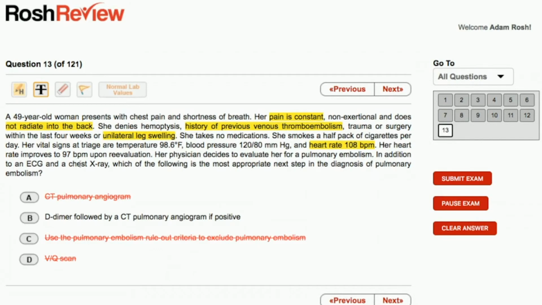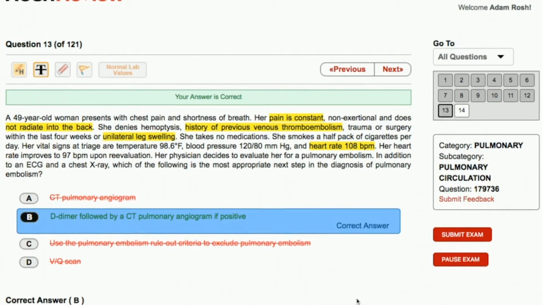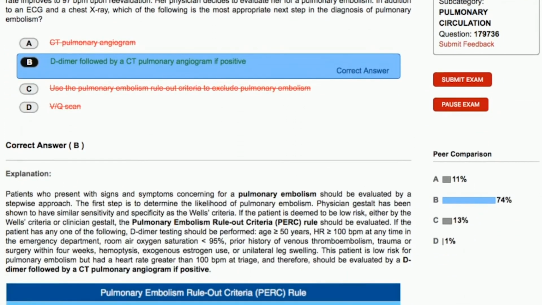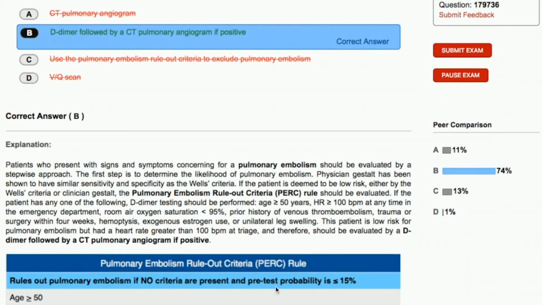So I am going to choose answer B and see what we get here. And sure enough, answer choice B is correct. And we get to see what the PERC criteria is in the explanation.